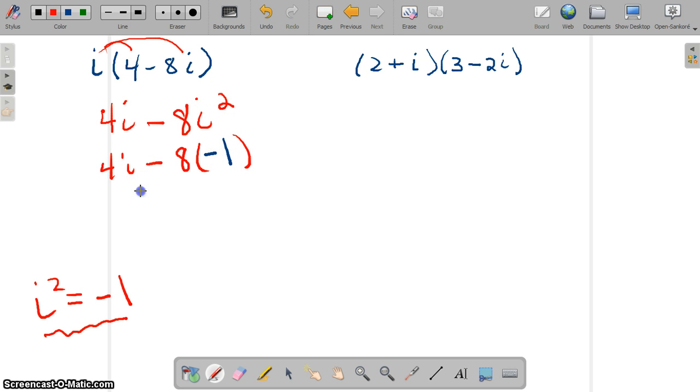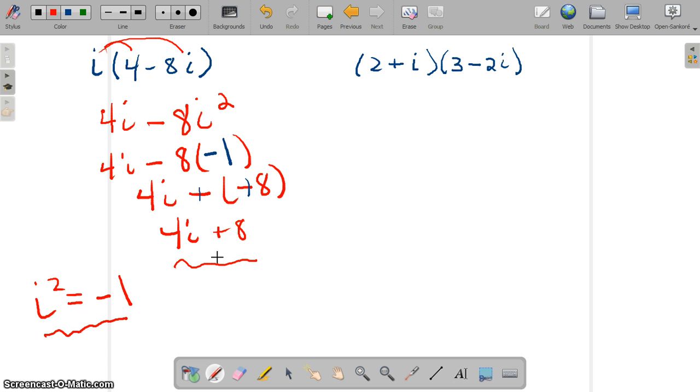So if that is the case, 4i minus a negative 8, okay, is going to be 4i, change the sign and add, going back to change the sign and add, it's going to look like that, 4i plus 8. Okay, and that is your answer right there.